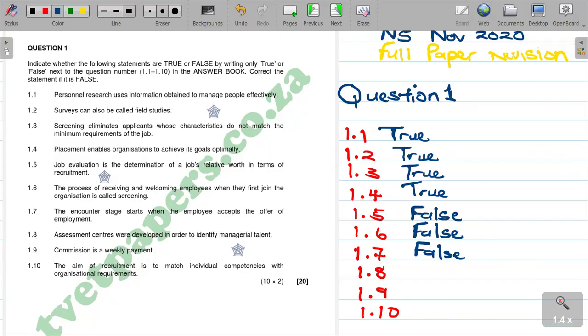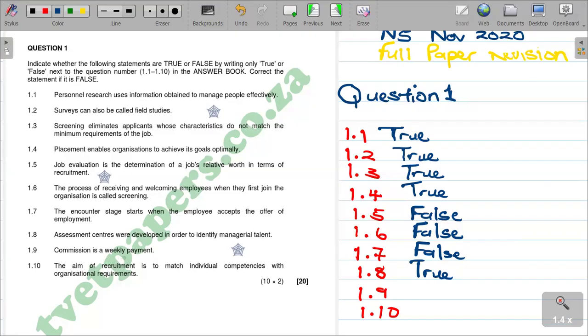Assessment centers were developed in order to identify managerial talents. That's a true statement. So the answer is true. They were developed to identify managerial talents. Right, let's go to 1.9.